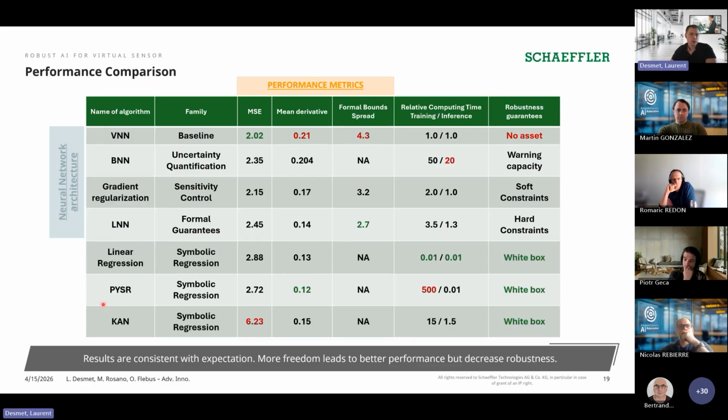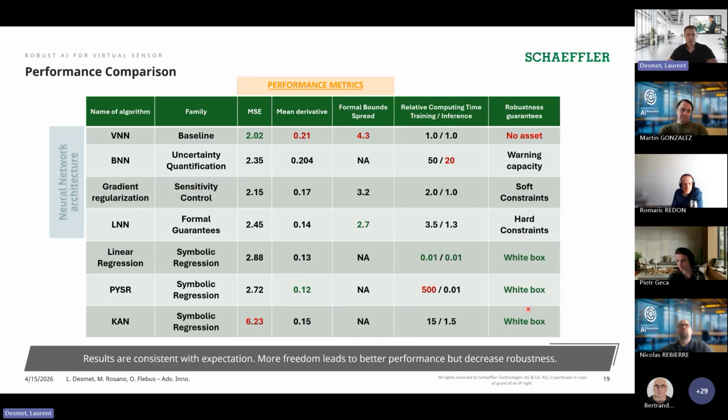Some other information. PySR, for instance, is super long to train. Actually, it takes forever. Basically, we have to do some early stopping, otherwise it's too long. It slightly gets better than the linear regression, but we will come back to this later. Unfortunately, for me, the Kolmogorov-Arnold network completely failed. And to be honest, I don't know why. I have to find a why, but currently I don't understand. Okay, that's the raw results.